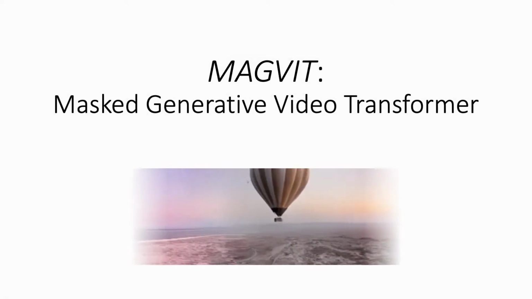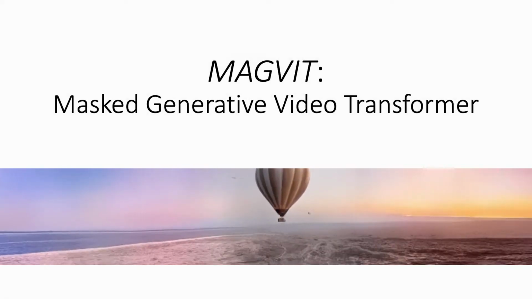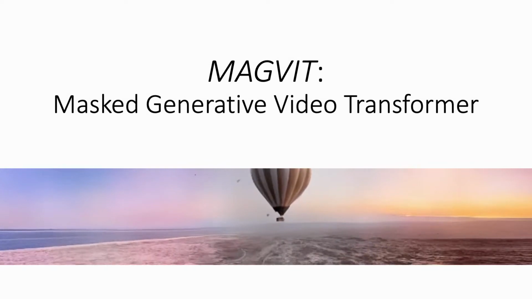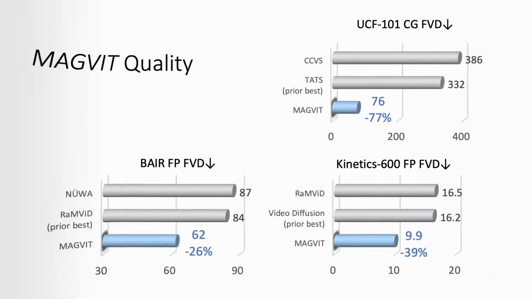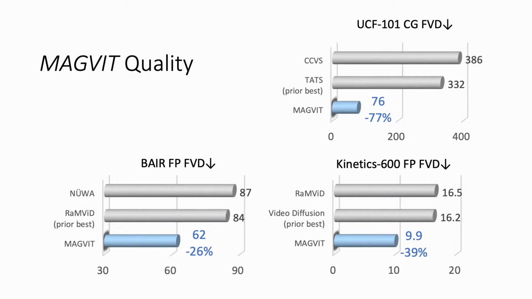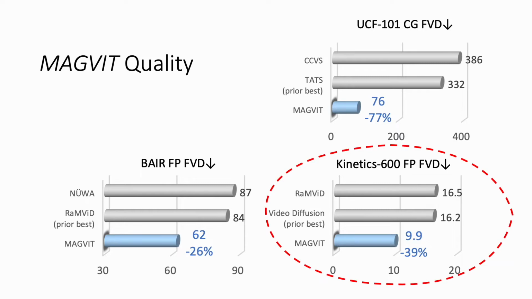We introduce the Masked Generative Video Transformer, or MAGVIT, to tackle various video synthesis tasks with a single model. MAGVIT performs favorably against state-of-the-art approaches and establishes the best published FVD on 3 video generation benchmarks. For example, on the challenging Kinetics 600 dataset, MAGVIT yields a 39% improvement over the previous best result.